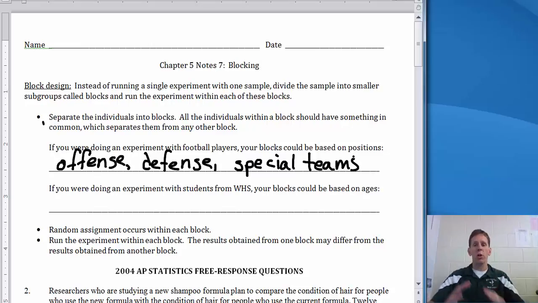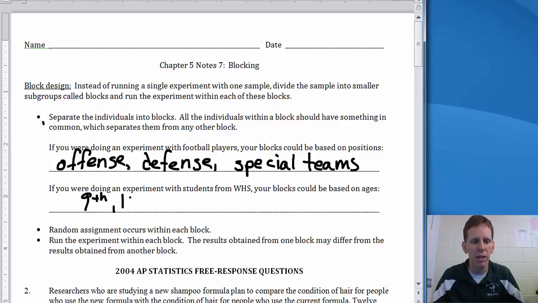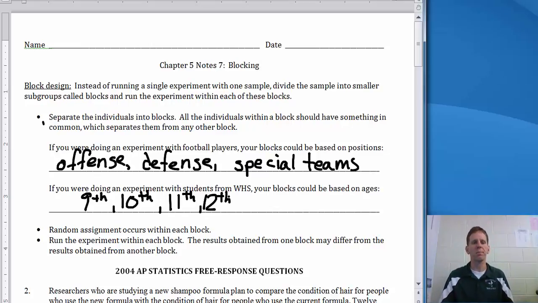You may get different results within each of these groups, and these results may differ from what you get from the big entire group. It's especially worthwhile when you talk about experimental data as well. If you're doing an experiment with students from Williamston High School, same idea. Your blocks could be based on ages. Because if you did an experiment with the entire school, you may get one result, whereas you may get different results if you were to break the student body down into grade levels.